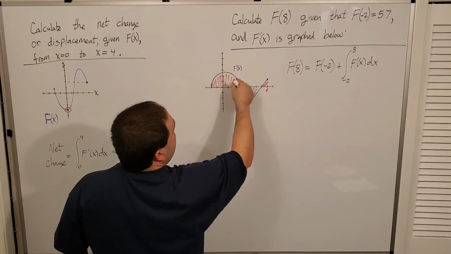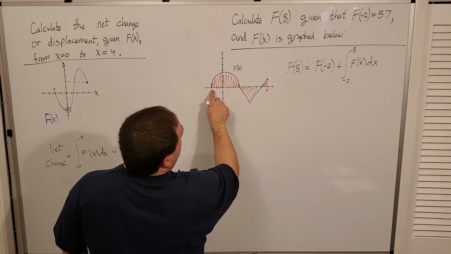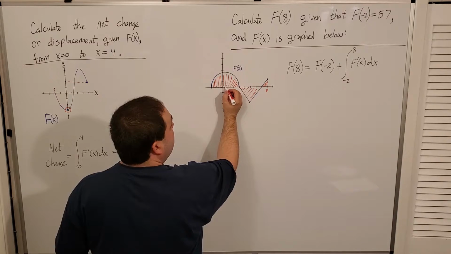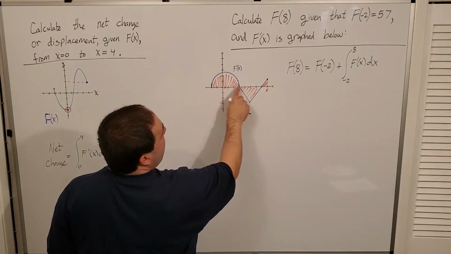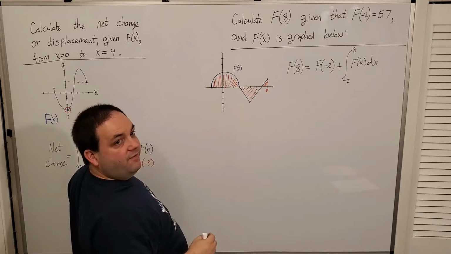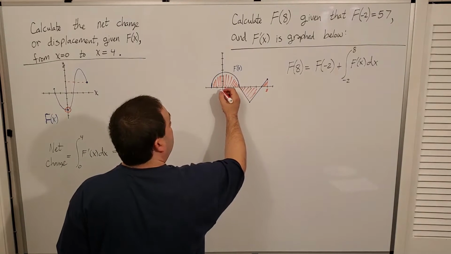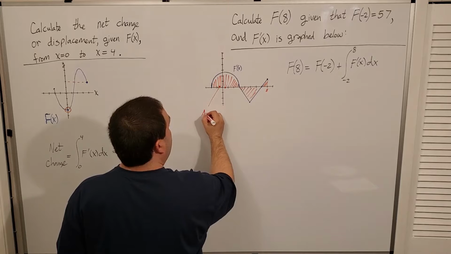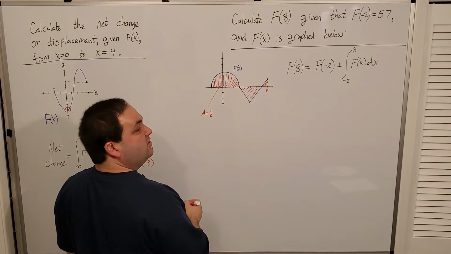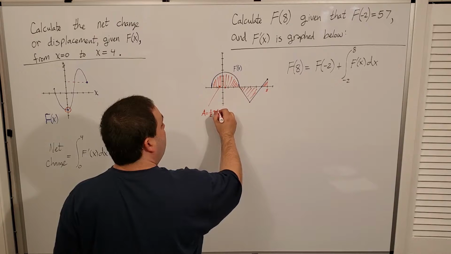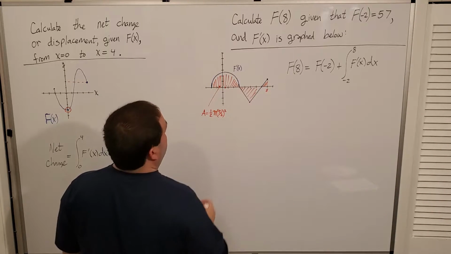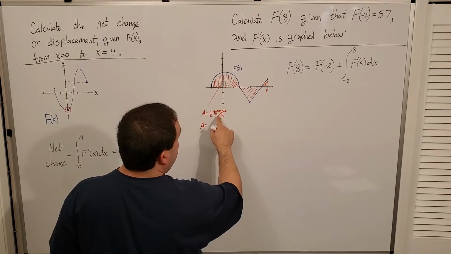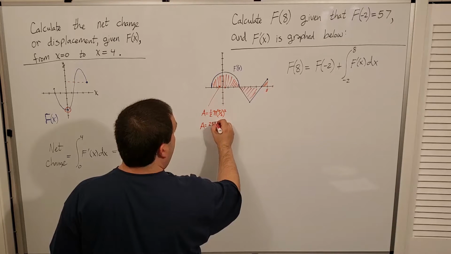Well, okay, let's calculate some areas here. I've got a semicircular region which has a diameter of 5. 1, 2, 3, 4, 5. The center is right here. So I have a radius of 2.5, or a radius of 5 halves. So the area of this top piece right here is going to be 1/2, because it's a semicircle, pi, and then 5 halves squared. So that area right there is 25 pi over 8.